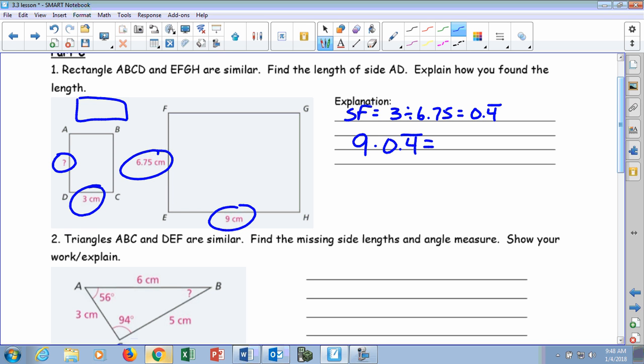If you do 9 times and just put like 0 point and put a bunch of 4s, hit enter. I think it actually comes out to a whole number. Nobody? 4, right? Isn't that what it said? So the new side would be 4 centimeters. And that's how we can use scale factors to find missing sides. Remember, we're going from big to small. So that this number, our scale factor, has to be less than 1. We're going big to small.